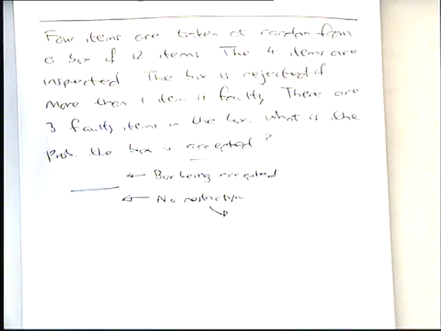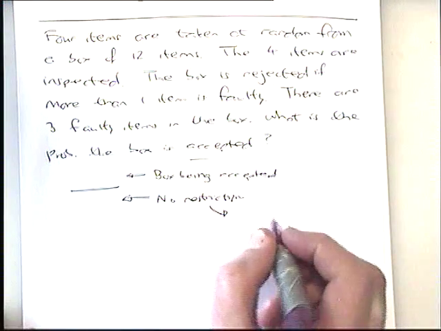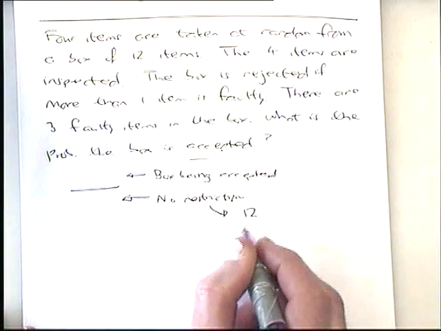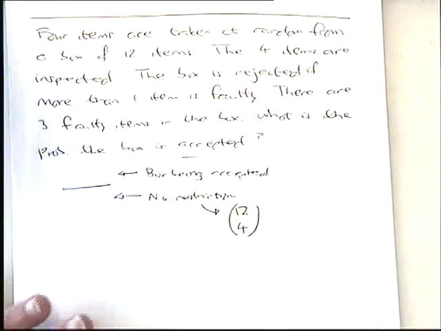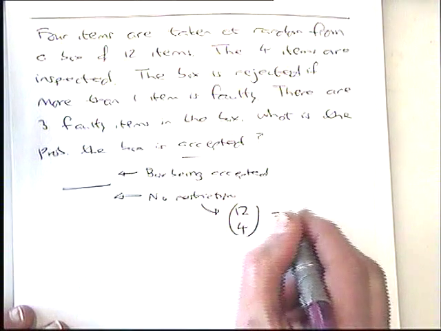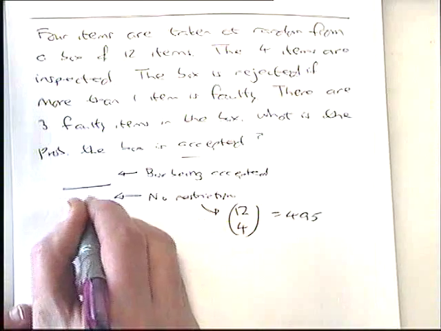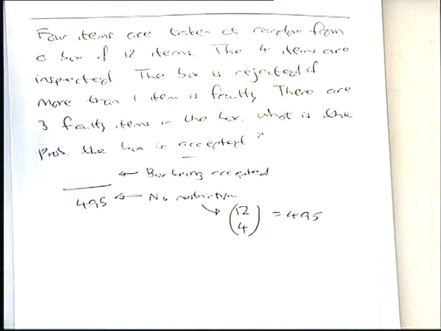Right, I would like somebody I haven't heard from so far. I've heard from you. Yes. Yes, that's right. There are 12 things in the box. We want 4 of them with no restrictions. That is 12 choose 4. Does anybody have that as a number? 495. 495, yeah, good. So that's the bottom number in our fraction.